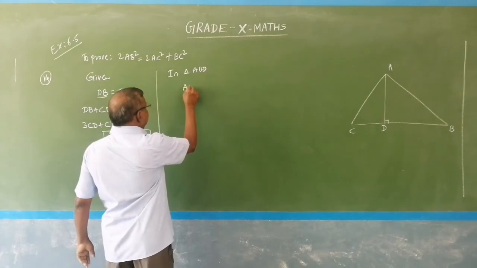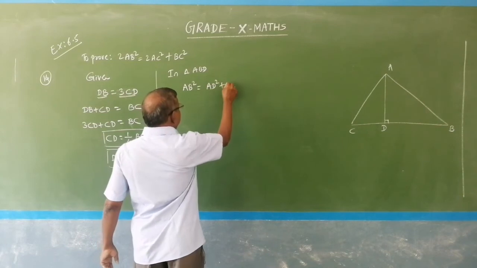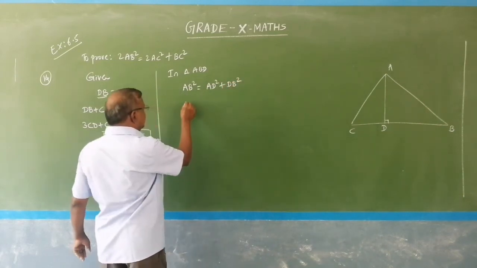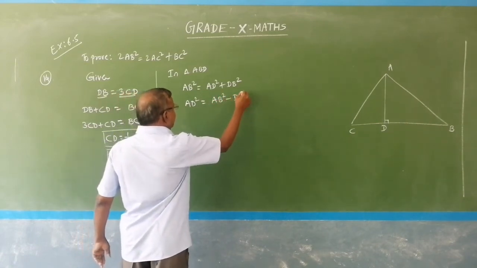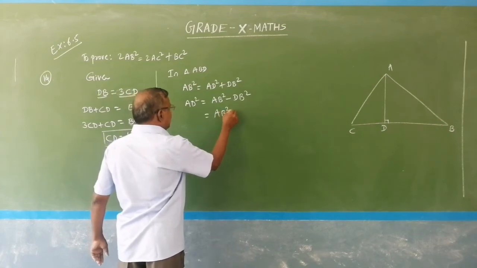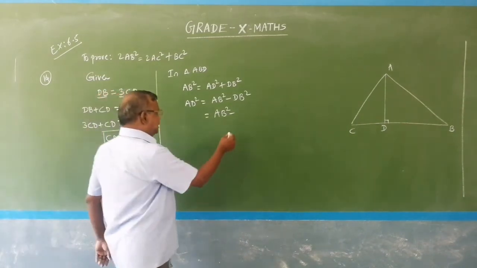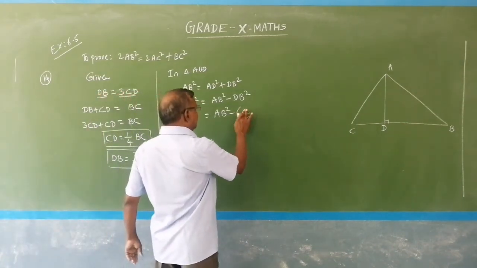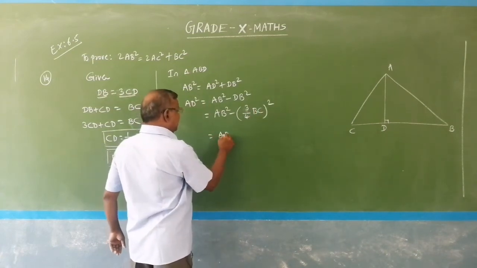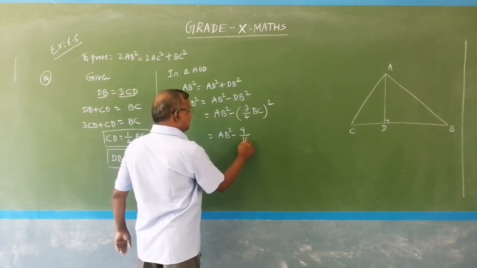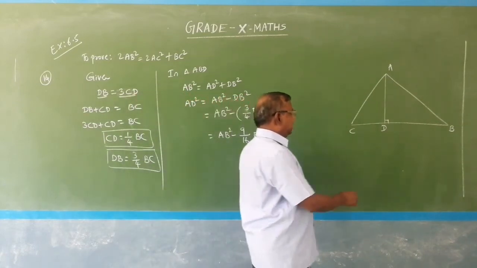AB square equal to AD square plus DB square, or AD square equal to AB square minus DB square, or AB square minus, instead of DB we can write 3 by 4 BC. So, this is minus 3 by 4 BC the whole square, that is AB square minus 9 by 16 BC square. Say this is 1.